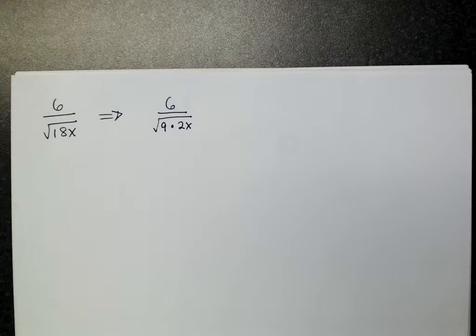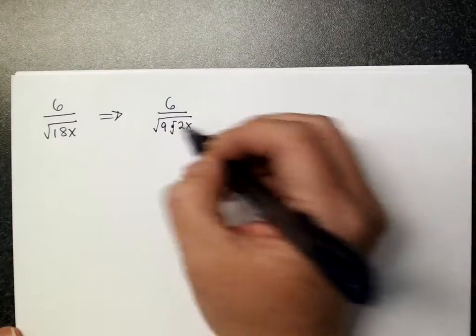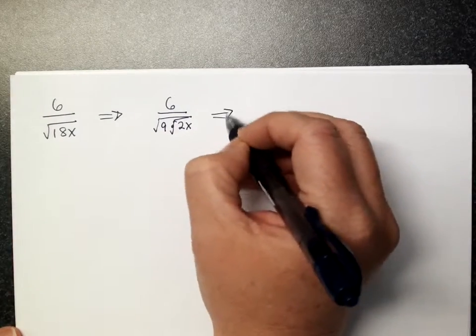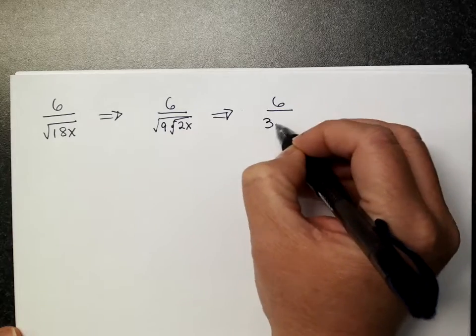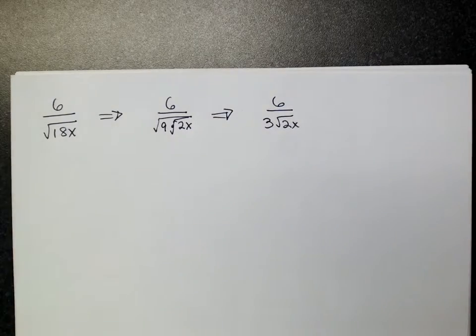So 18x is the same thing as 9 times 2x. But by the product rule, I can root and release. Square root of 18x is the same thing as 3 times the square root of 2x. Rooted and released the 9, 2x was trapped behind.